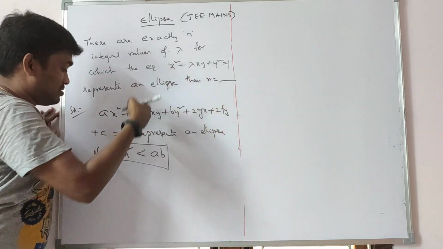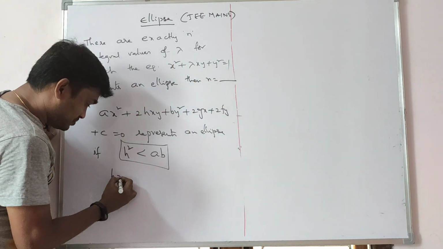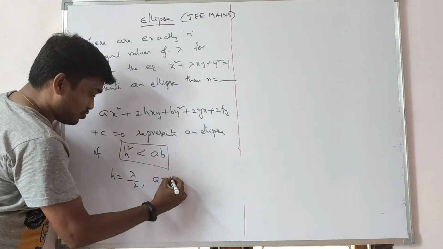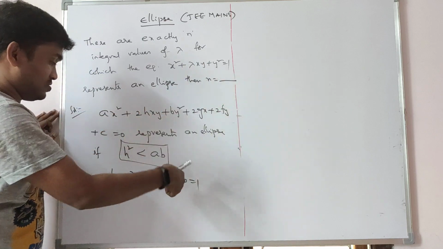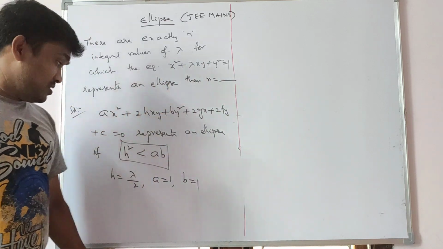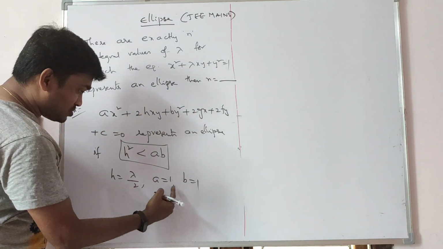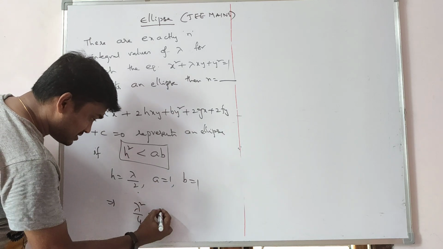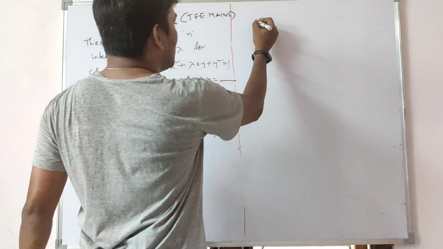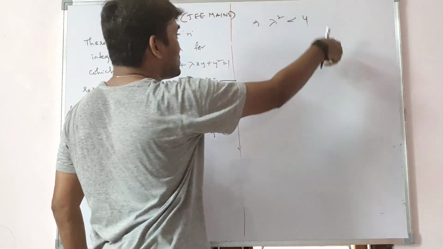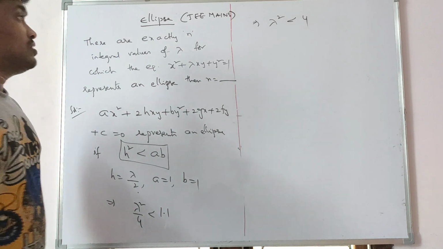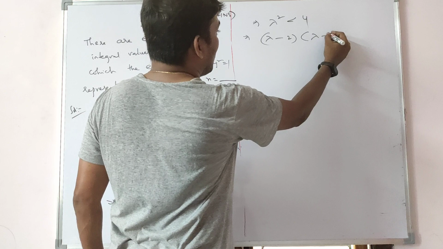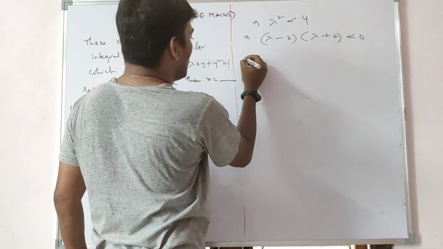Here, comparing this, what is h? That is lambda by 2. a is how much? 1. b is how much? 1. Now substituting these values in the given condition, what is the result? Lambda square by 4 is less than 1 into 1. That means lambda square is less than 4. So how to write this? (Lambda minus 2) into (lambda plus 2) is less than 0.